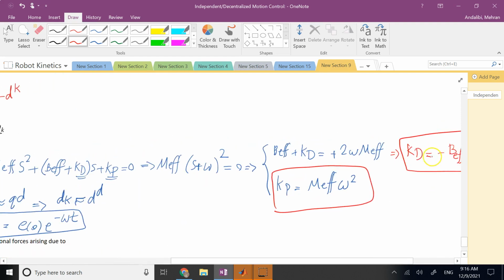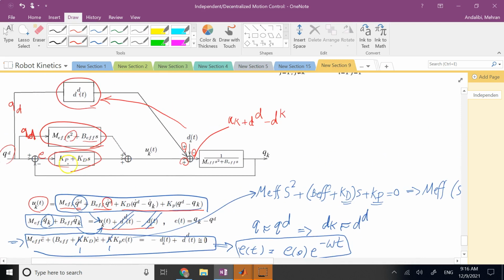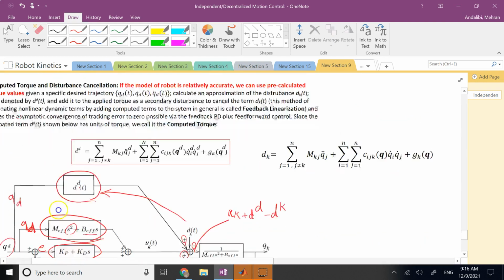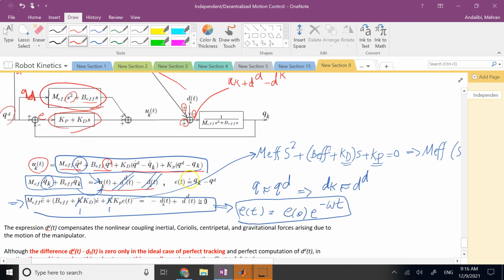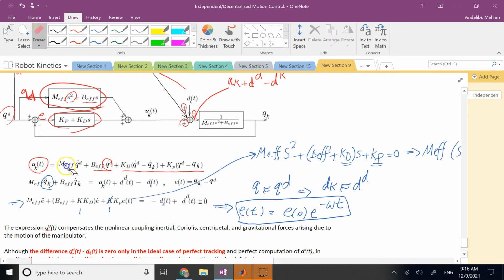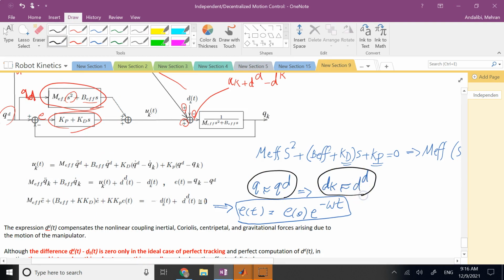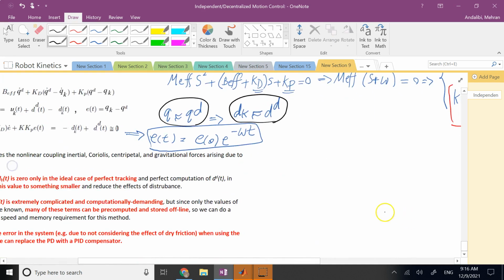Choose your omega, determine kp and kd from here, plug them into your feedback system. Your feed forward is clear. Your DD, the formula for it is given. And guess what? You can assume that your error will converge to 0. Of course, for it to converge to 0, your DD and your DK have to cancel each other. If they don't cancel each other, which means Q and QD are close to each other or almost identical. If this thing does not happen, your error will not go that clean and perfect to 0.